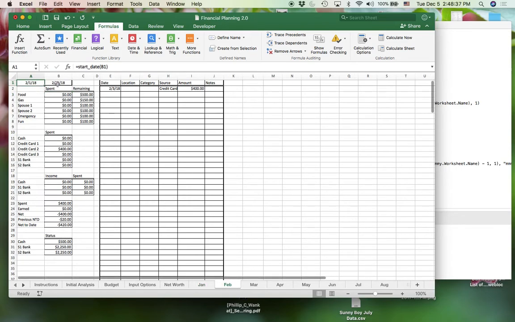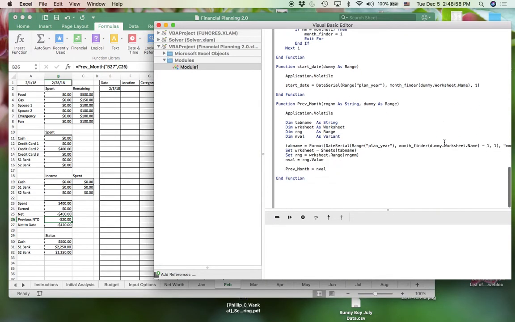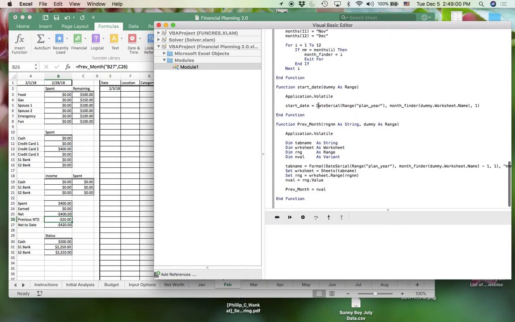Jumping into February, there are some other things. There's a custom function, start date, that just takes the name of the tab and puts the first date of that tab name, Feb. So it gives you the first date in February, as well as something that looks back at B27 on the previous month. So looking at January, it goes back and looks up that value, and you can see that function right here.